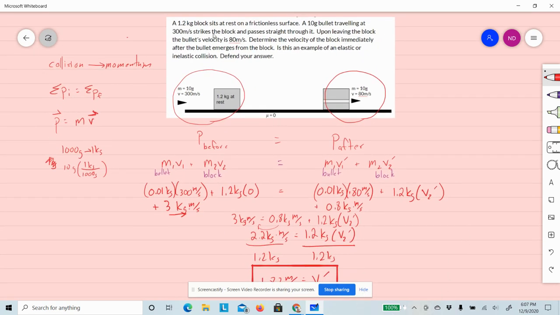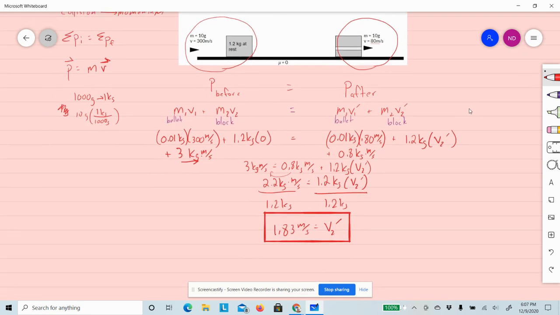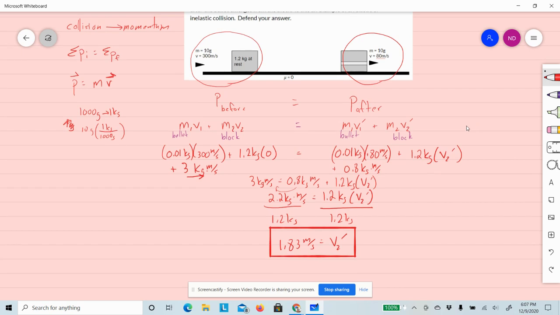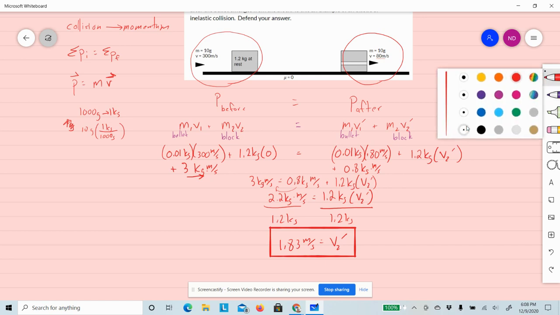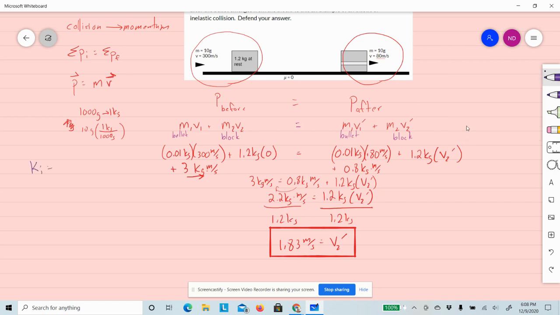Now, does that solve all of our problems? Determine the velocity of the block immediately after it emerges. We've got that, 1.83 meters per second. But now, is this an example of an elastic or an inelastic collision? Defend your answer. For that, we need to talk about kinetic energy. In an elastic collision, kinetic energy is conserved. In an inelastic collision, kinetic energy is not conserved. So we have to find out about the kinetic energy before. Is the kinetic energy initial equal to the kinetic energy final? And this is how we're going to defend our answer.